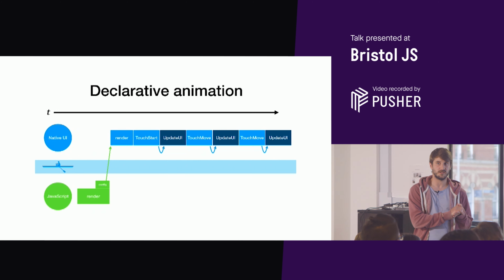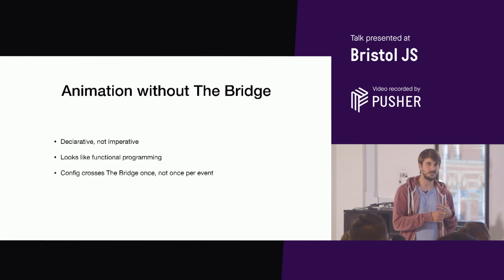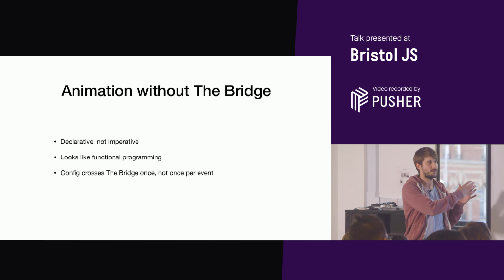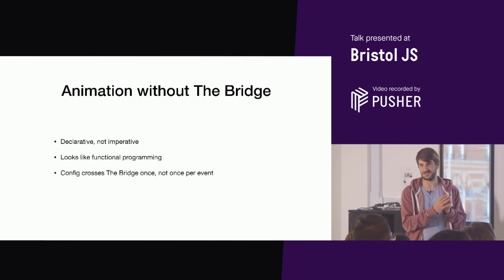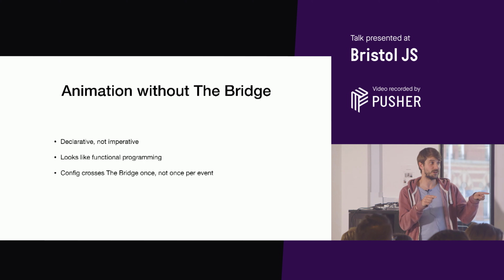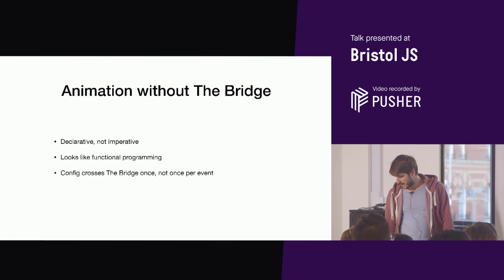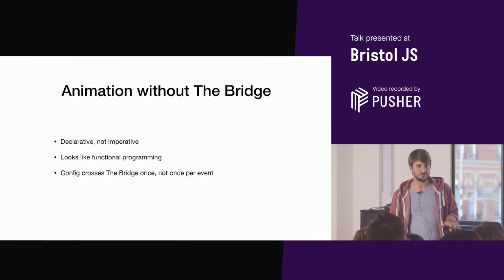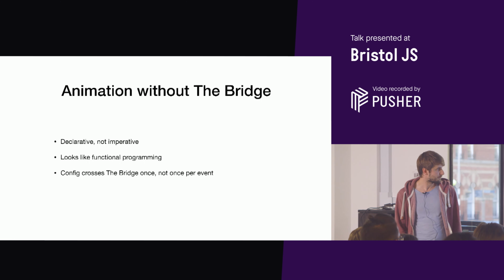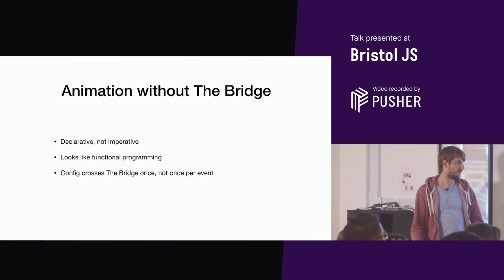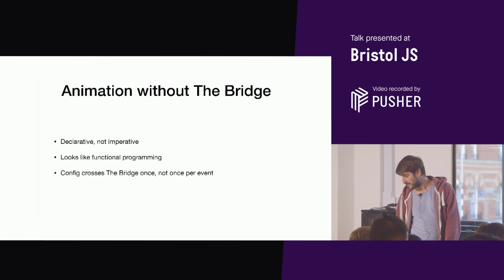So a good thing about this is that it's declarative and not imperative. It means that you have to describe all of the conditions of your animation before it actually happens. So you have to say, given this condition, this is what it will be, or this is what it will do. You're not writing callbacks and saying update this value and update that value. When you see this written down, it looks a lot like functional programming. If people use Ramda and stuff like that, you see a lot of cons and sets and those types of things. The config crosses the bridge once and not once per event, and that's why it works.